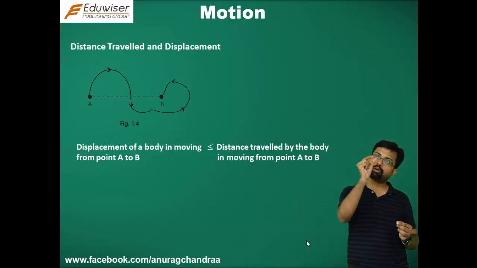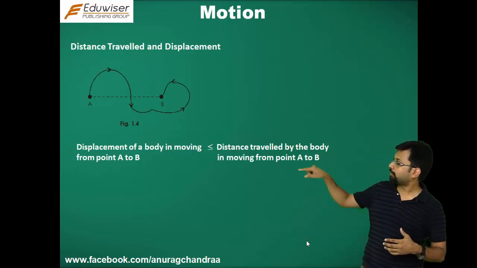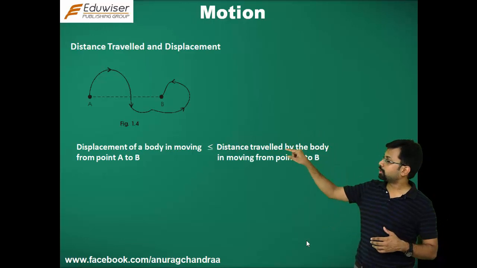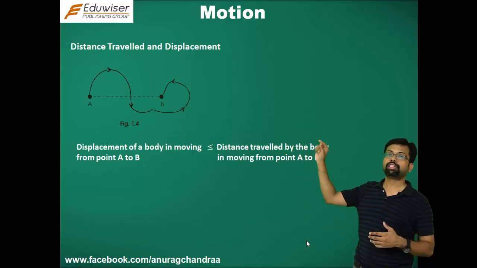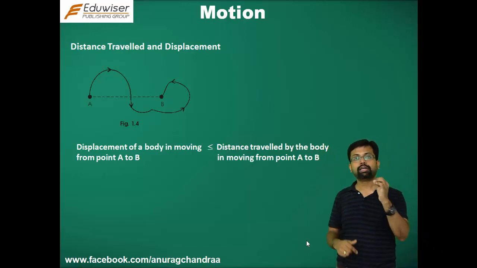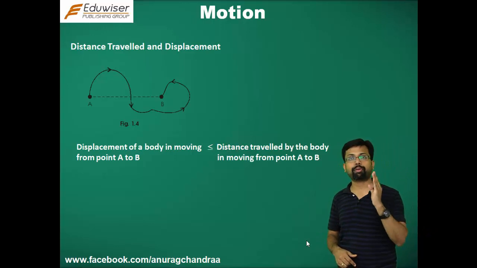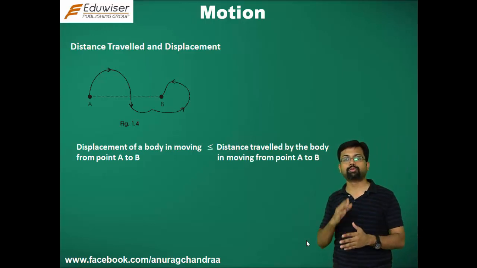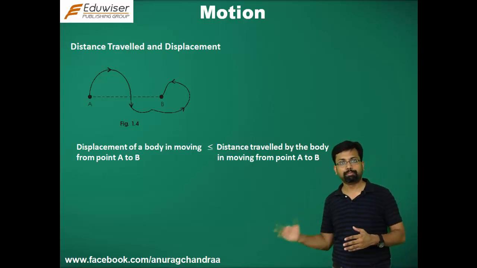So, for example, in the given figure you have a curvy line, right. So, the distance moved from A to B on that curvy line would be the length of the entire curvy path. So, that is the distance, it is the length of path traversed by a body as it moves from a point A to a point B.